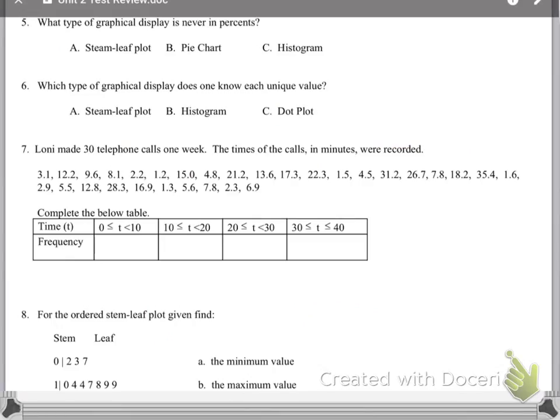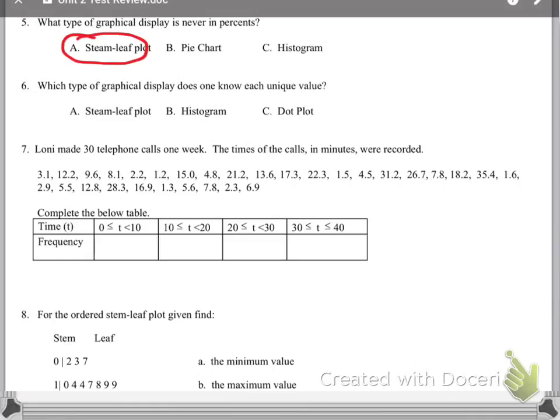Okay, let's go to problem number 5. Which type of graphical display is never in percents? You know, I didn't do many histograms in percents, but it could be in percents. It's stem-and-leaf plot. That is never in percents.